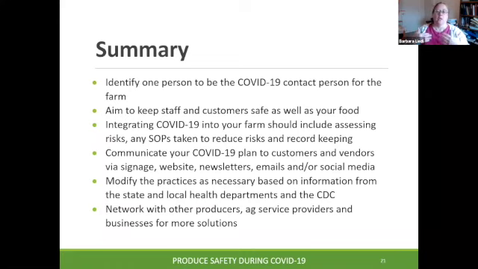You want them to come back and feel that you have not only a safe product, but you have that food safety culture in there, and that includes keeping everybody safe. Integrating COVID-19 into your farm goes back to, again, assessing the risks for your operation and then bringing in any SOPs to reduce the risks in there, any record keeping, any training that's needed because of that, communicating it with everybody who's out there, and then modifying practices as necessary.